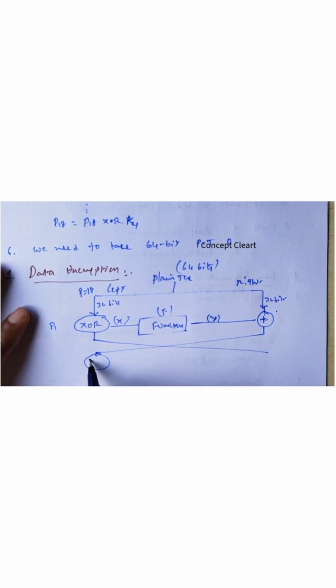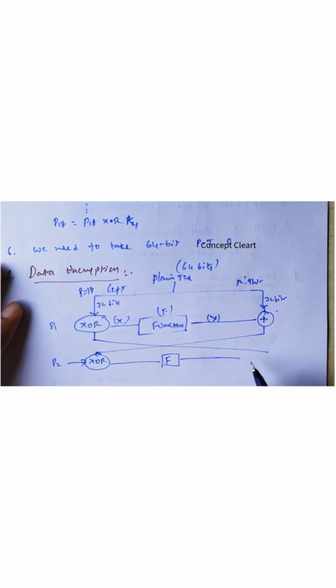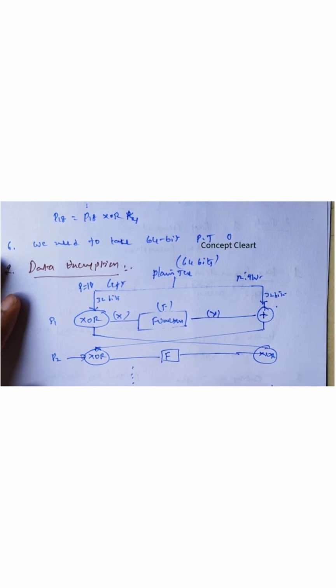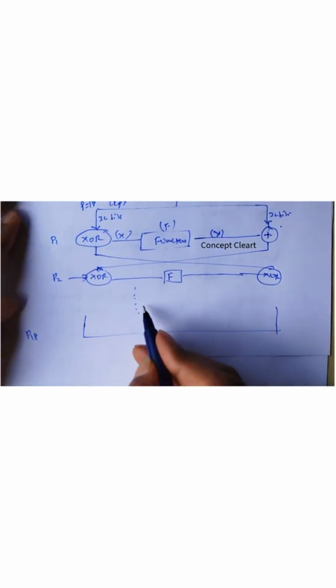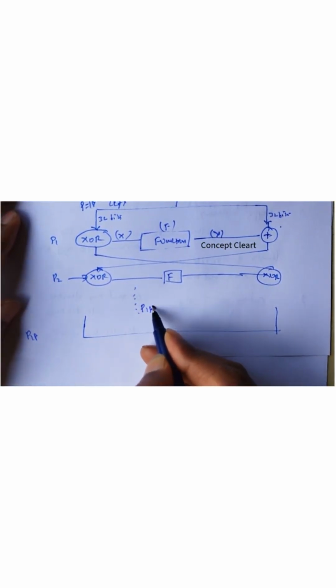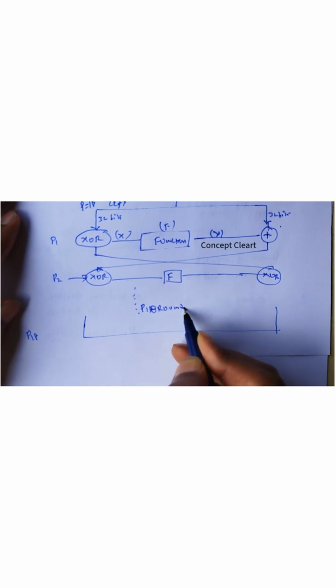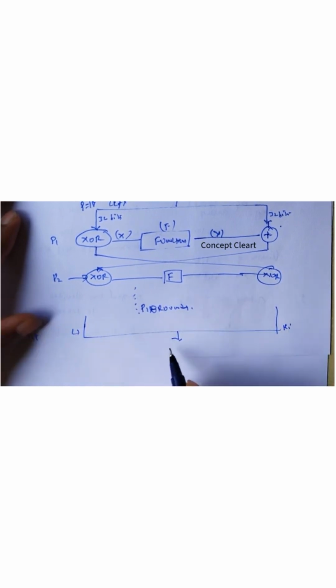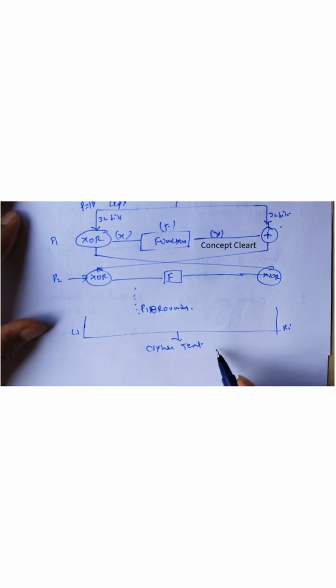Again here we are performing XOR operation with P2, and here also the function F, and the same diagram will be repeated up to 18 times, up to P18. After 18 rounds, the same operation will be repeated, and your left side part and right side part will be combined to generate the cipher text message.